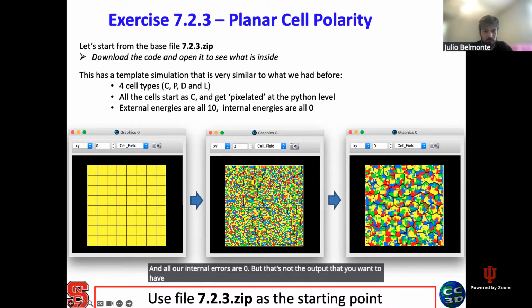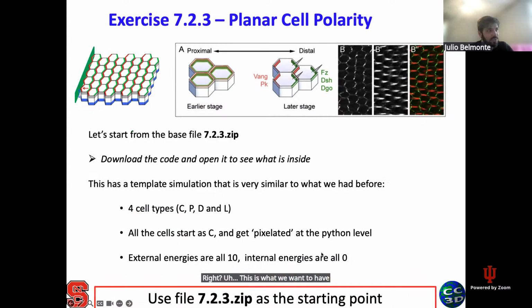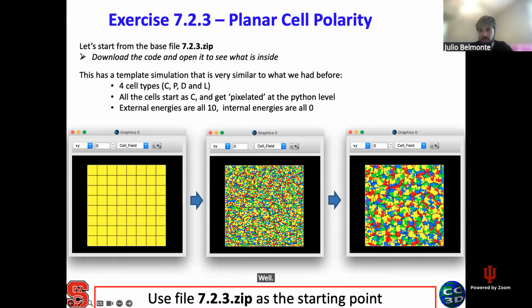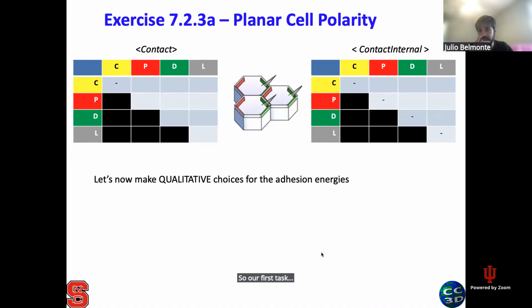The output that you want is something that looks like this, okay? So take a look at this output. This is what you want to have, but this is what we have because we have no information about the contact internal and external. So our first task is let's change these values to make a planar polarity type of simulation.